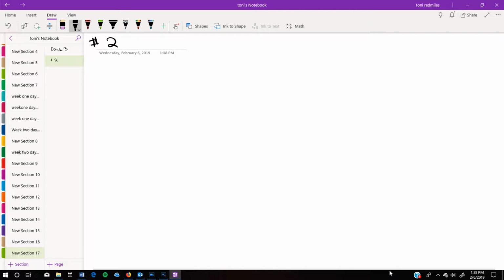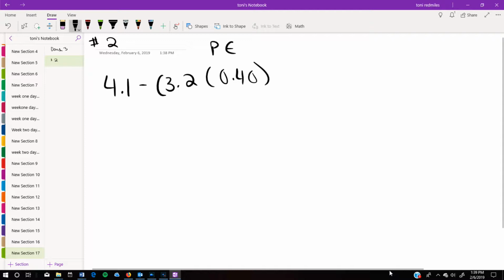Okay, so in number 2 I have 4.1 minus 3.2 times 0.40. Got to do our order of operations to every single problem. So my multiplication goes first. I'm going to sidebar and do my multiplication. I do not need the decimal points. I just need to know how many decimal places there are going to be. There's one in this number and there's one in this number.